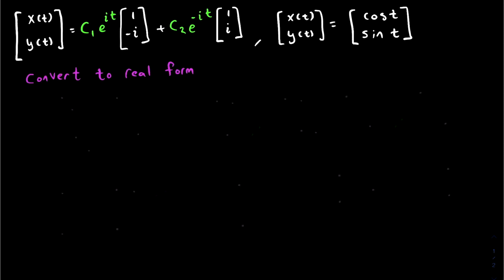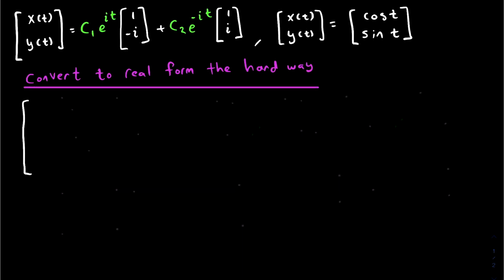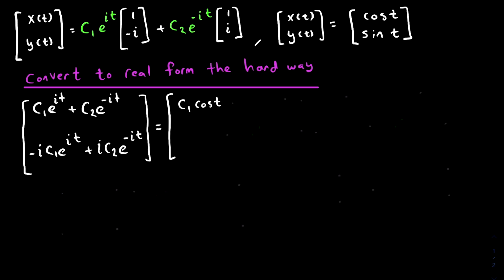I'm going to call this the real form of the solution. So first I'm going to go through and convert it to real form the hard way. I'm going to speed up the video here because there's nothing clever going on. I'm simply using Euler's formula and renaming constants to get it in this new form. It's just an exercise in arithmetic and algebra.